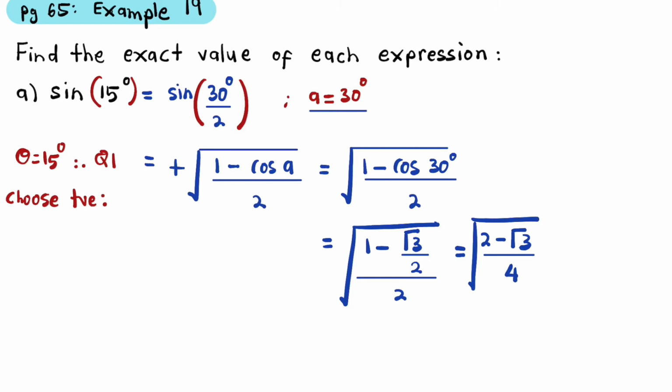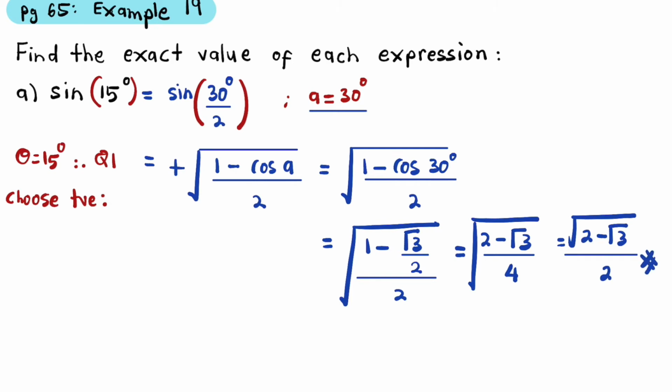There you can leave your answer, but if you separate the square root, you can separate it as the square root of (2 minus square root 3) over, if your denominator you have square root 4, which simplifies as 2. So your final answer is going to be this.